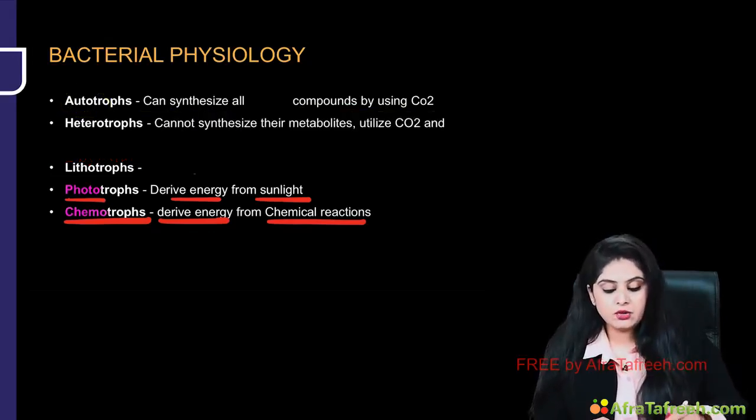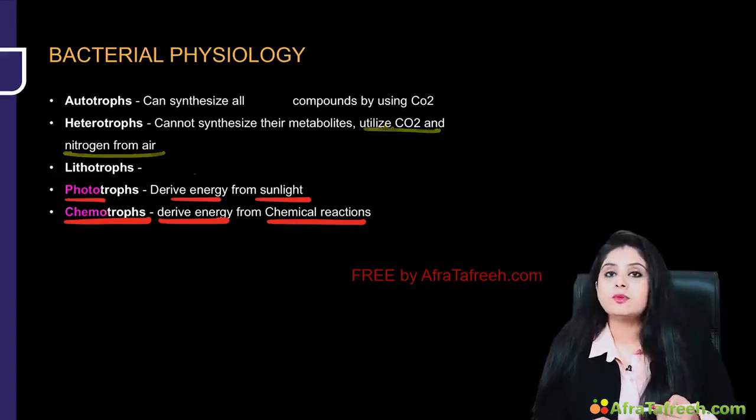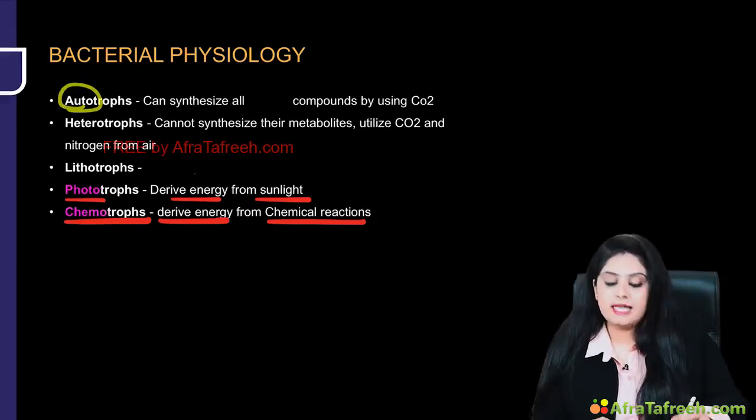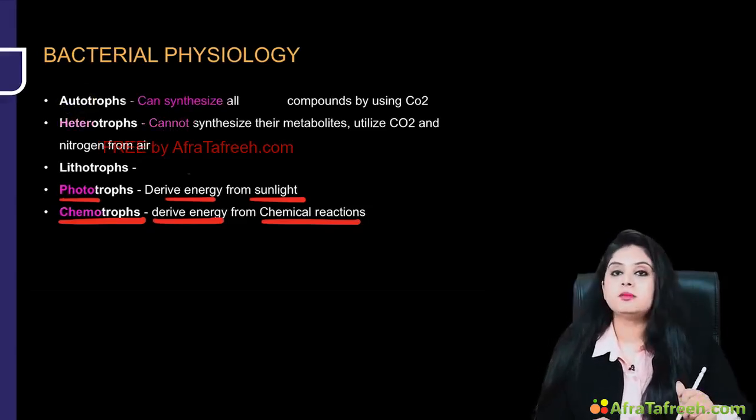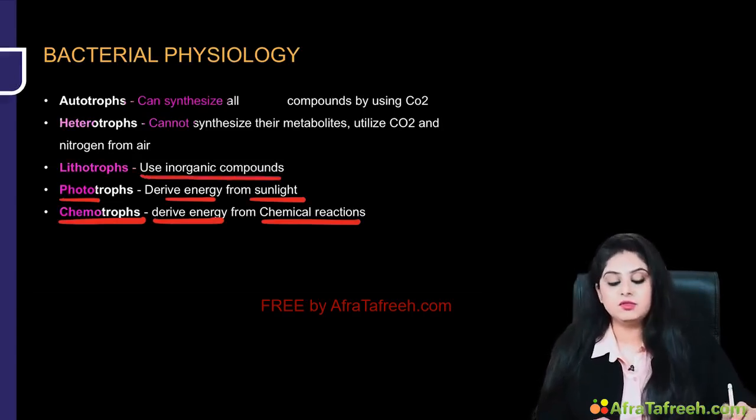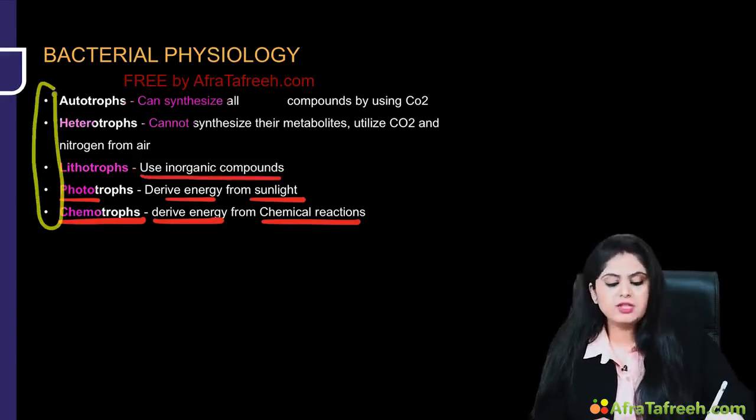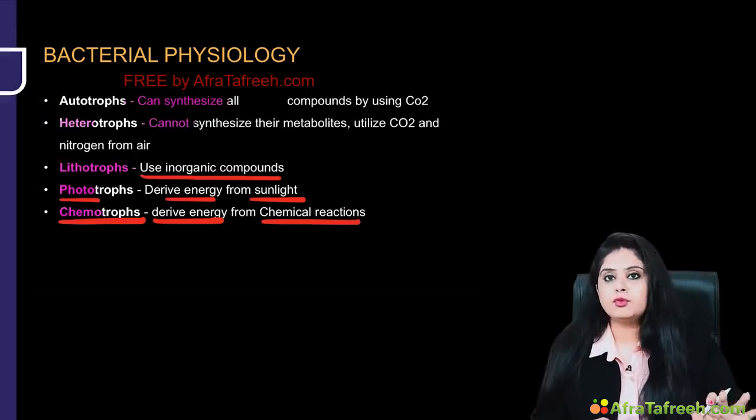On the other hand, heterotrophs means that they cannot synthesize their own foods. They are going to use things from the air. They will utilize CO2 and nitrogen from the air because hetero, they cannot make their own metabolites. Repeating, autotroph, they can synthesize all their compounds by utilizing CO2. Heterotrophs cannot synthesize their metabolites. They use the things from the air. And what is lithotrophs? Lithotrophs are the ones which are going to basically use the inorganic compounds. So these are some definitions, and how would they be used? You will get to know. If you keep doing lists, it's not going to make any sense at all. You just have to do definitions.